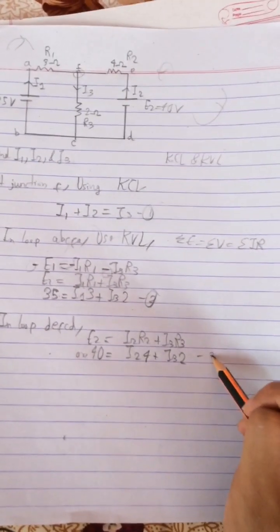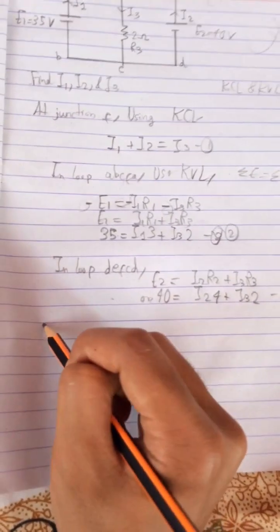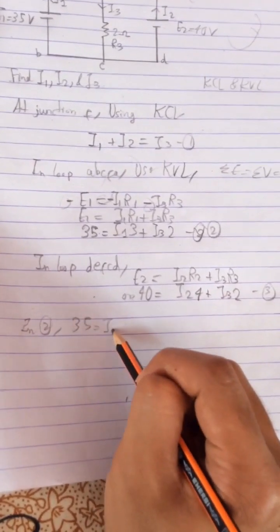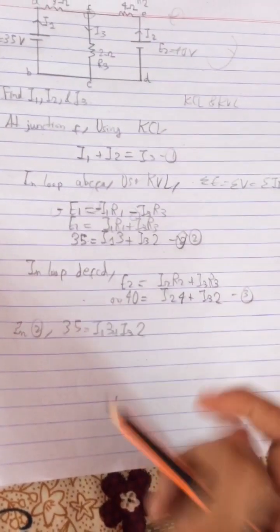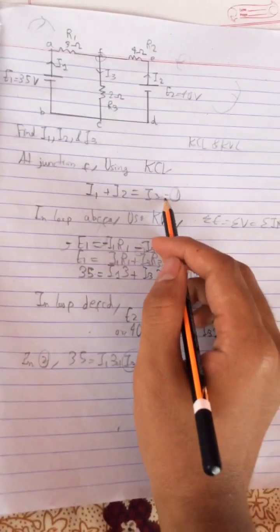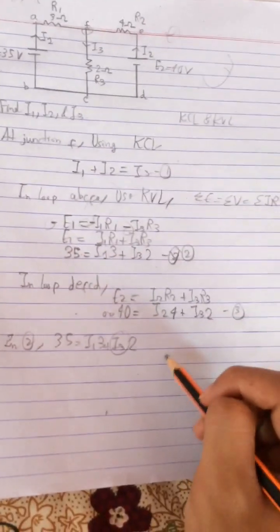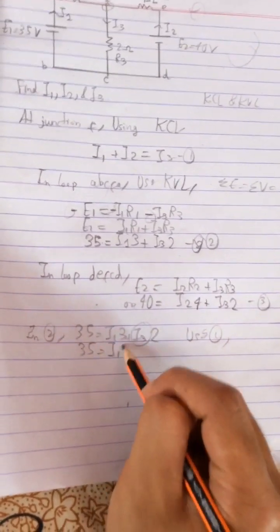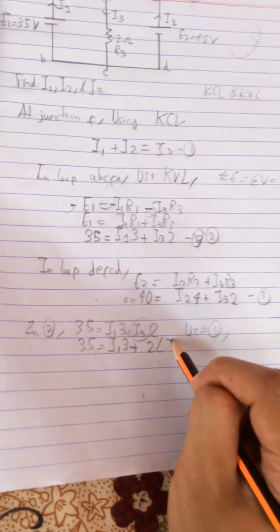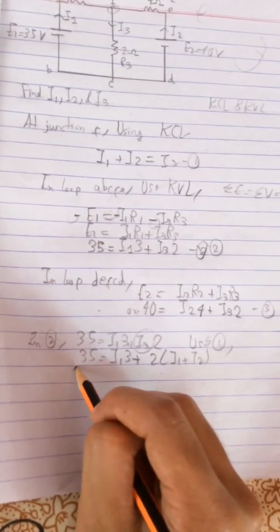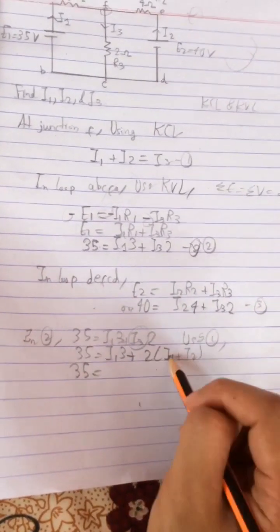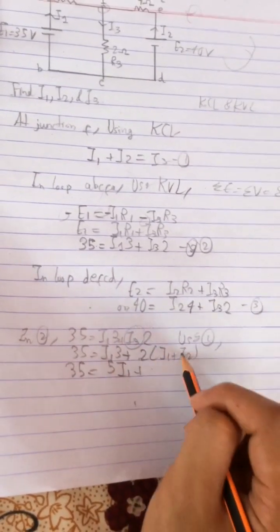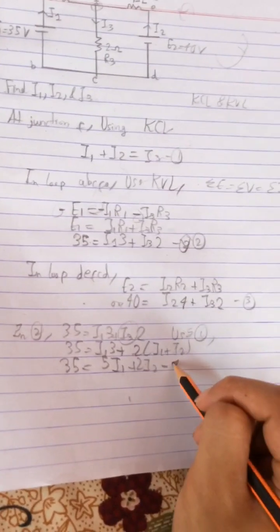This is equation 3. Now in equation 2, we have 35 equals 3I1 plus 2I3. Here we know that I3 equals I1 plus I2. So using equation 1, we have 35 equals 3I1 plus 2 bracket I1 plus I2. Now let's do some quick math here. 2I1 plus 3I1 is 5I1, plus 2I2. This is equation 4.